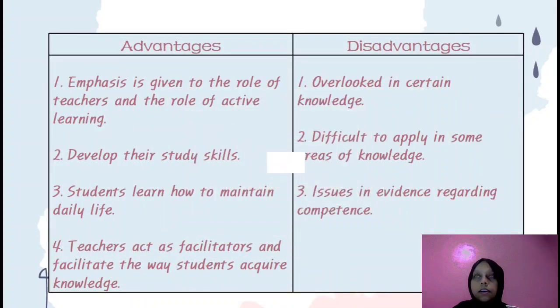Like how the objective model has its own pros and cons, obviously this process model also has its own advantages and disadvantages. So the first advantage that this process model has is that it emphasizes the role of teachers and the role of active learning, where the students are more collaborative and active in the group discussion instead of the teacher being the one who talks in the classroom. The second one is it could develop their study skills, as they dive deeper into the concepts of their subjects.